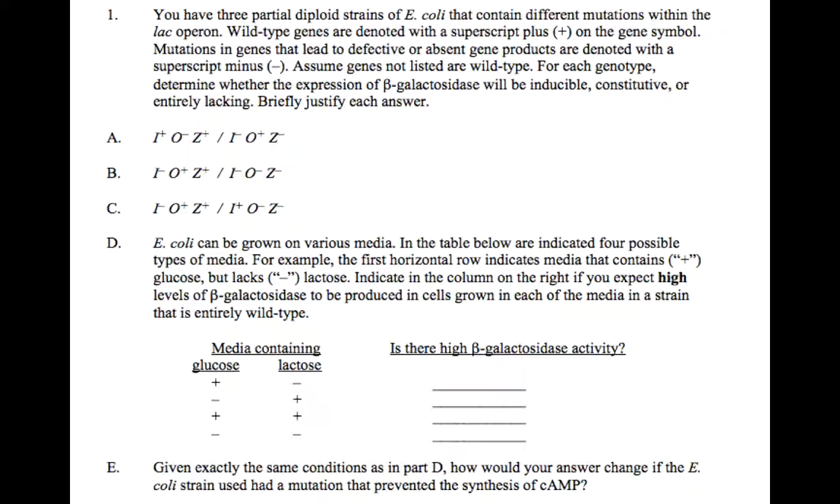For each genotype, determine whether the expression of beta-galactosidase will be inducible, constitutive, or entirely lacking. Briefly justify each answer. It then lists 3 genotypes of partial diploids to analyze in parts A through C.